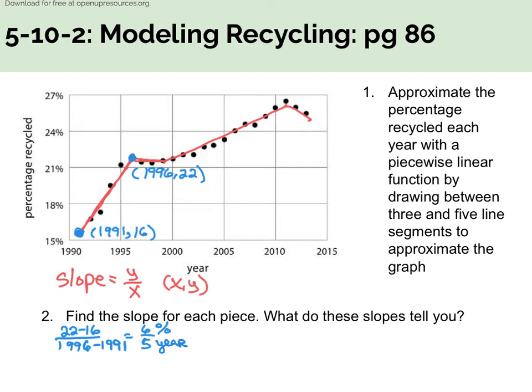Now let's find the slope of the second part. So we have these two, right? The first point is 1996, and the second point is 1999, and about 21.5 or 22, okay? So we're going to say 21.5 minus, because we're doing the change of the y's, 22 over 1999 minus 1991. So we have 21.5 minus 22.